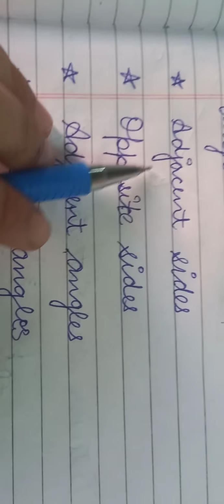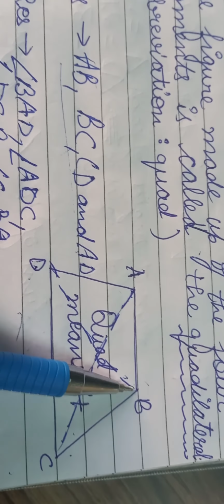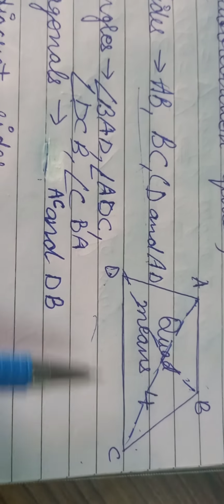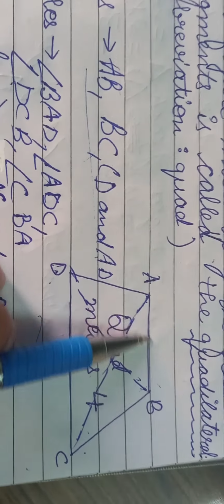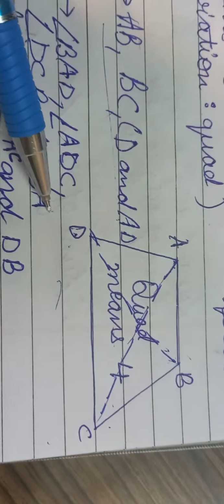So, now come to the next topic, adjacent sides. So what are its adjacent sides? AB is adjacent to BC, BC adjacent to AB. So next is opposite sides. What are the opposite sides? AB is opposite to DC, BC is opposite to AD. These are the two pairs of opposite sides.